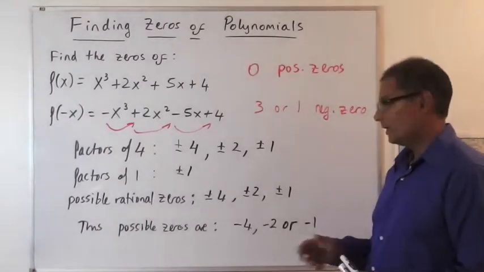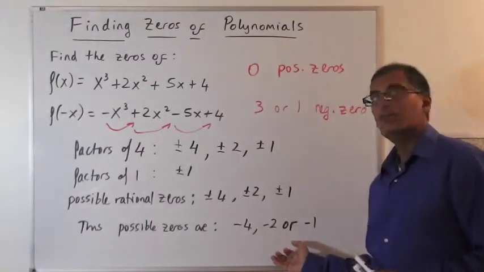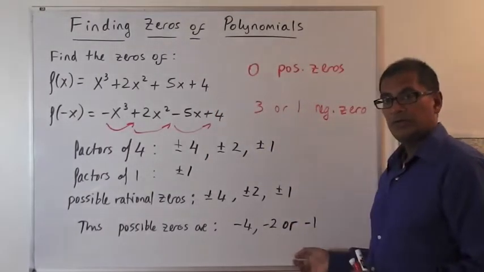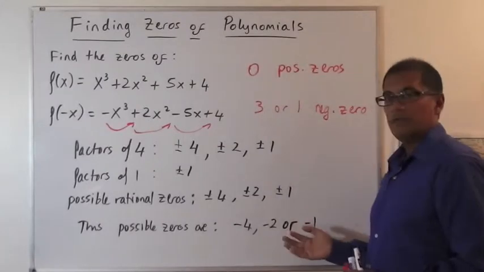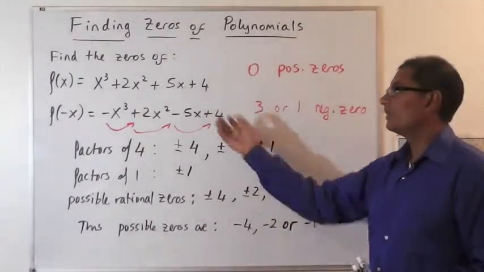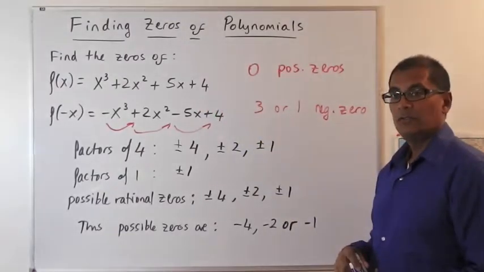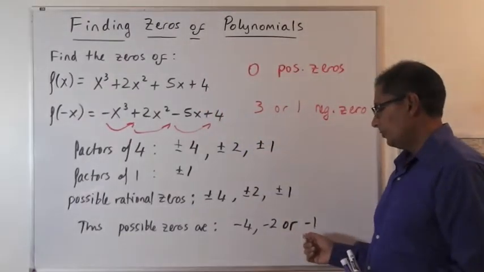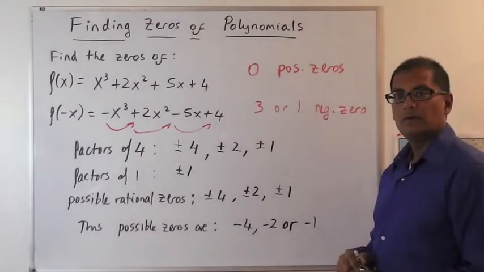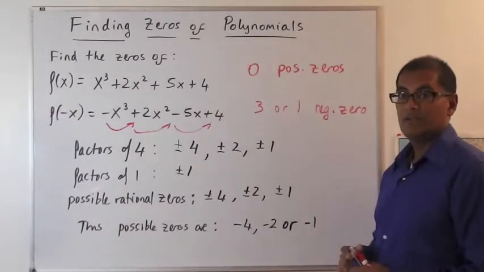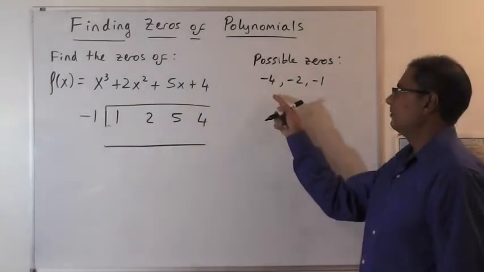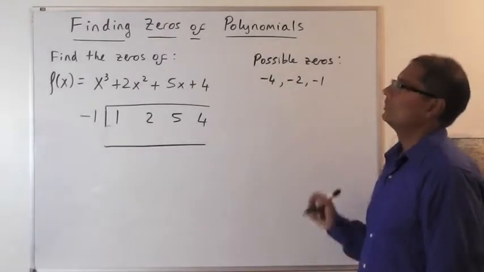zeros. And we either have 3 or 1. So maybe all 3 of these are zeros of this function, or maybe just one of them. If one of them is a zero of this function and the others aren't, then most likely we have 2 imaginary zeros, because we have to have 3 at most. So the way to figure out which one is a zero is do synthetic division for each of these, and then you end up with a remainder of 0, if it is indeed a zero. So let's do that. So we see the possible zeros are negative 4, negative 2, negative 1.